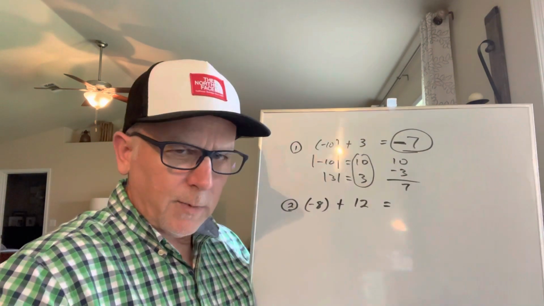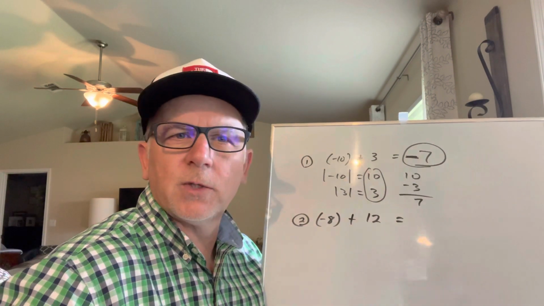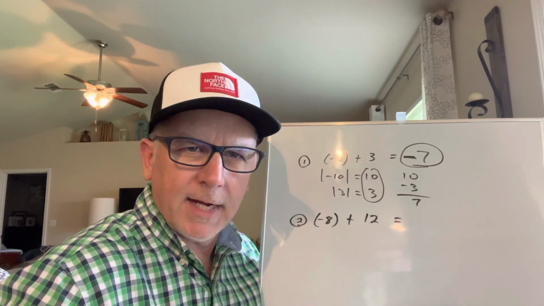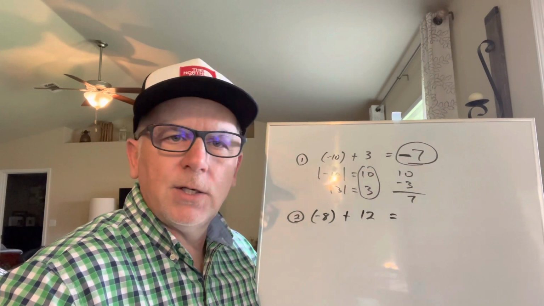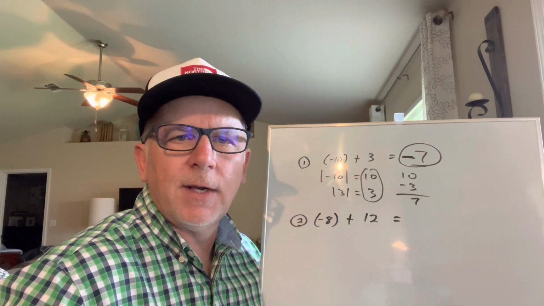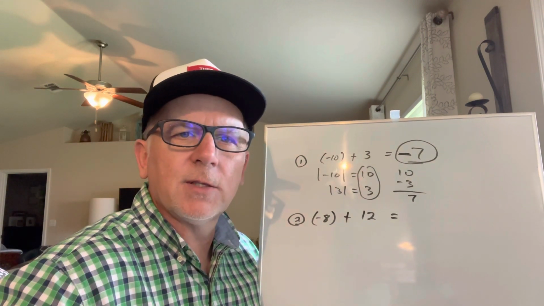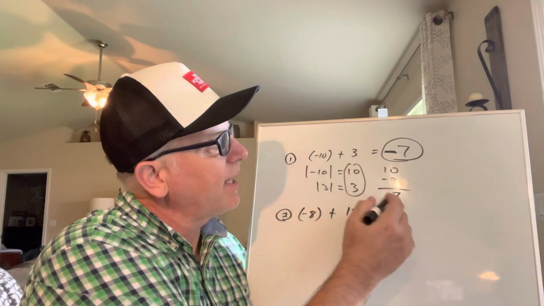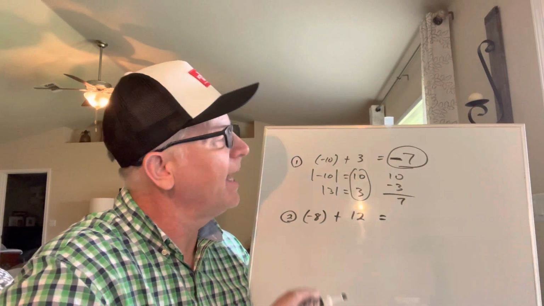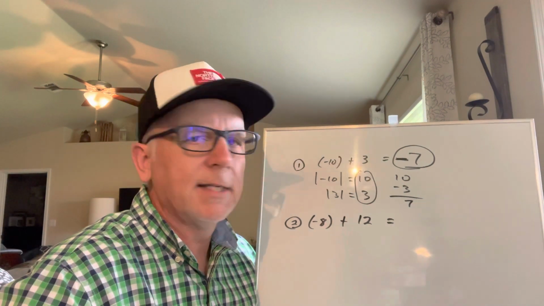So let's just rehearse that process. So the first thing we do is we pick the sign. Is it going to be positive or negative? And then the next thing you do is you take the absolute value of both of the numbers and then subtract them like you normally would, the bigger number minus the smaller number. And then you assign that number with its sign. So -10 plus 3 is -7.